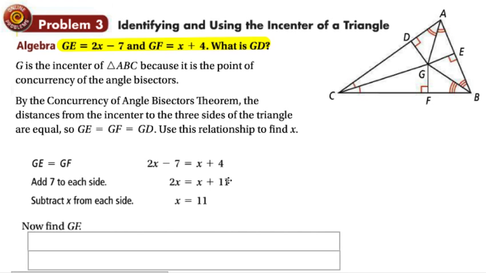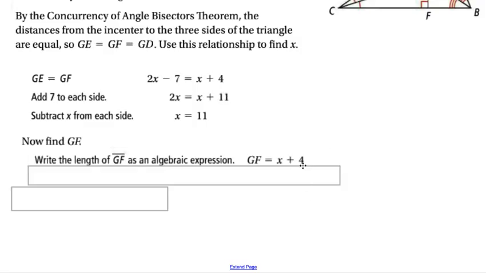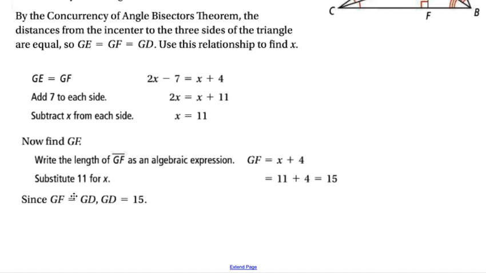That gives us x equal to 11. But that's not what we want. That's going to help us get to what we want, but that's not the answer we're looking for. So we can find either GE or GF. They chose to find GF, so let's substitute 11 back into the expression x plus 4. That gives us segment GF has a length of 15. And since they are all congruent, we know that GD then has a length of 15 as well.